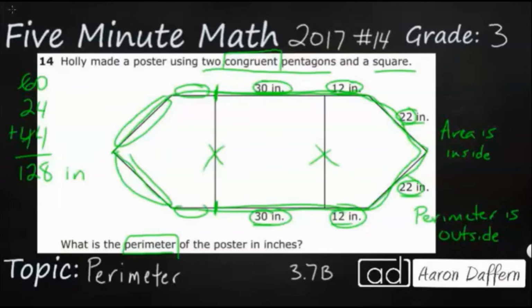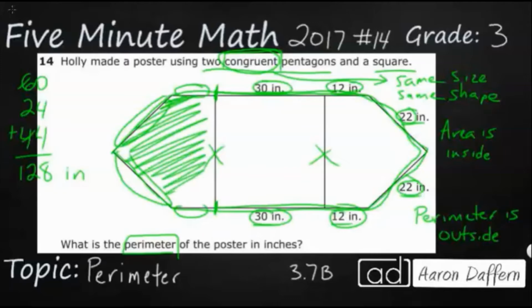Let's go back to what I said was the key to this problem. It's this term congruent. What does congruent mean? Hopefully you've heard that word a lot. It means the same size and the same shape. When we have two congruent shapes, they're literally the exact same size and the exact same shape. So this pentagon right here is congruent with this pentagon right here.